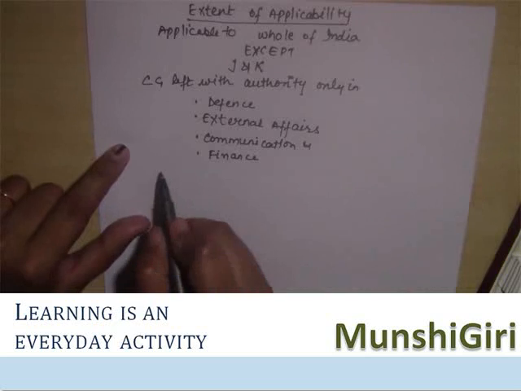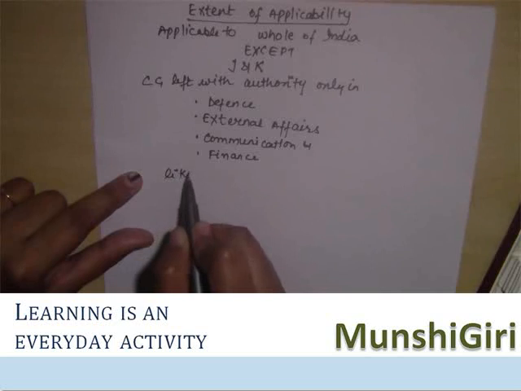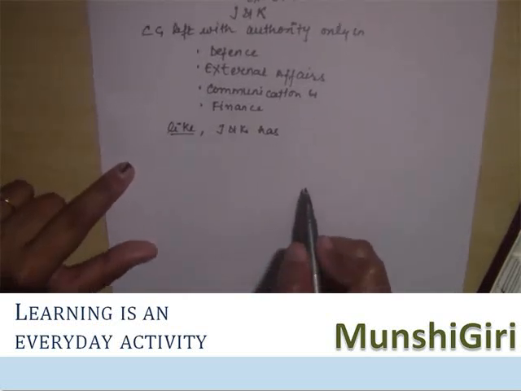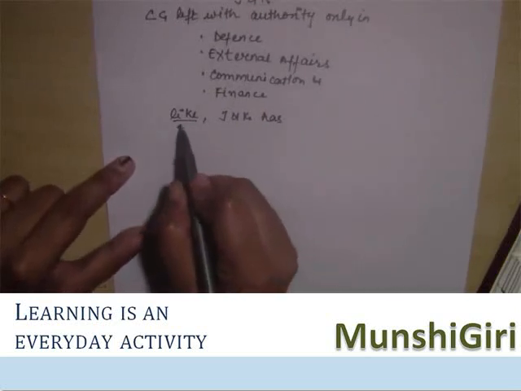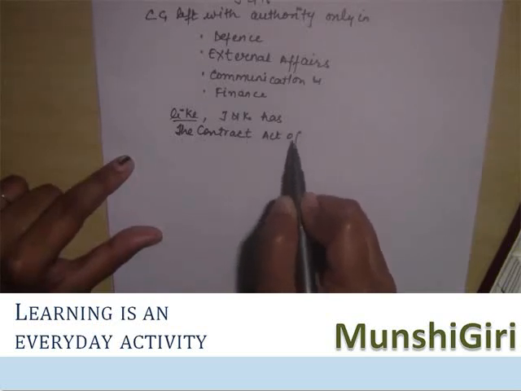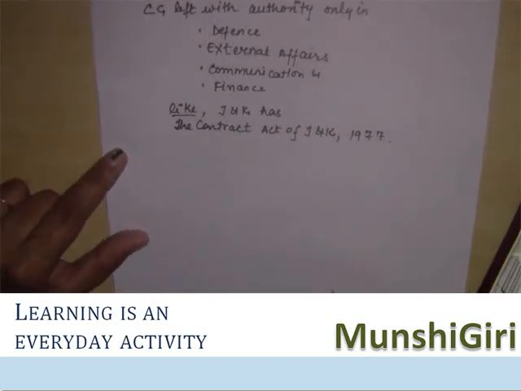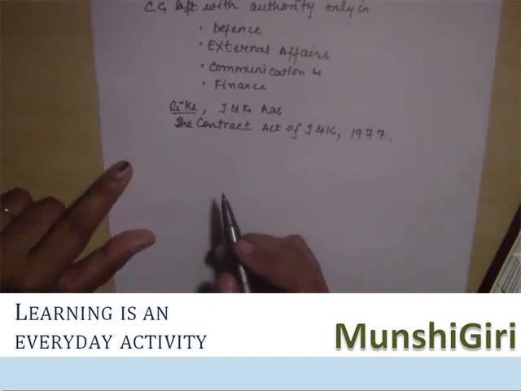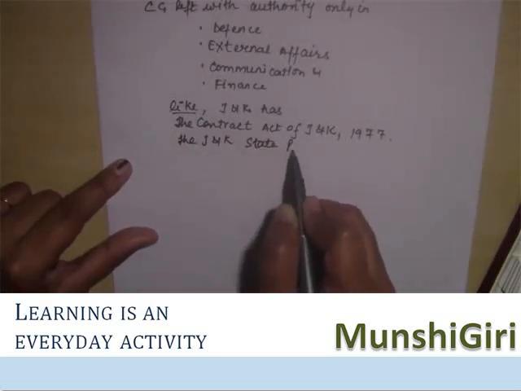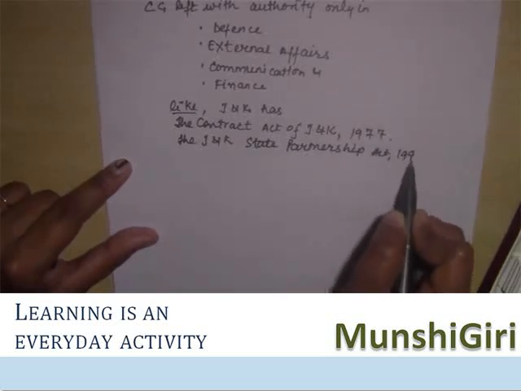Now, Jammu and Kashmir has its own separate acts for some of these. In respect of contracts, it has the Contract Act of Jammu and Kashmir, which came into force in 1977. For the Partnership Act, Jammu and Kashmir has the J&K State Partnership Act 1966 and the like.